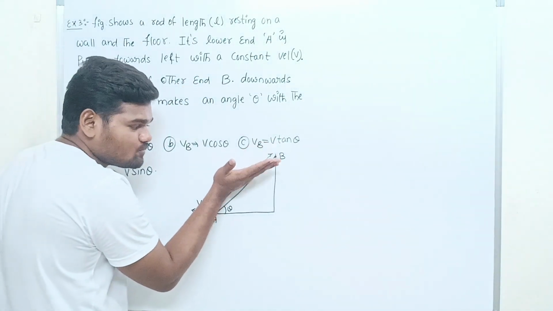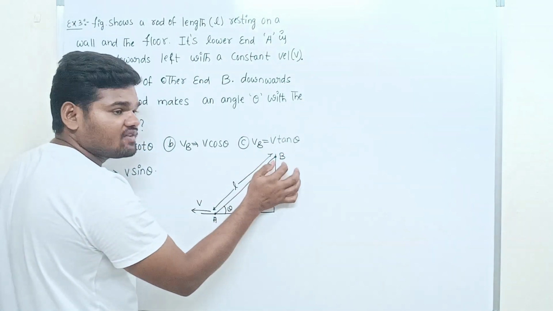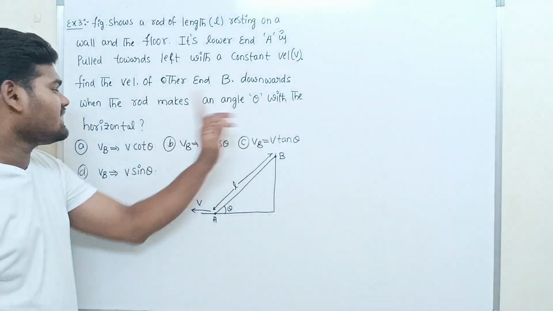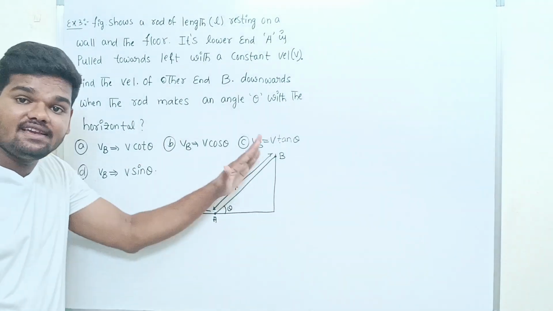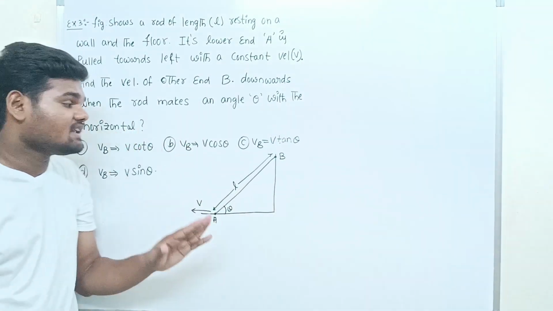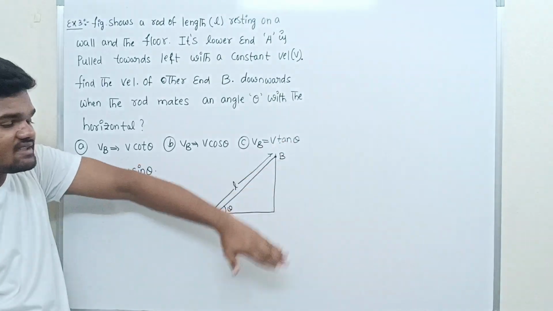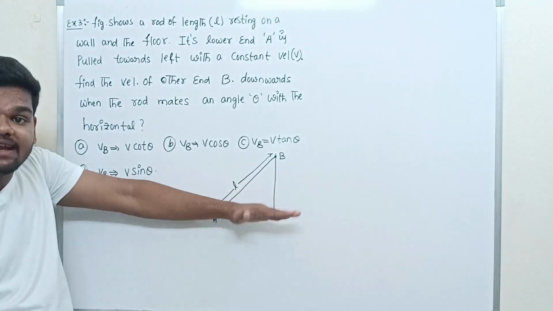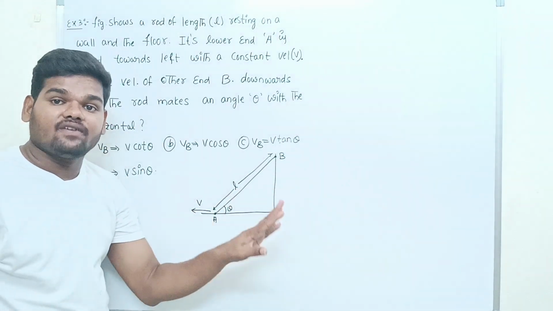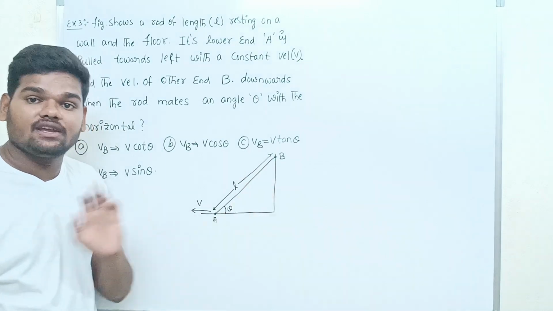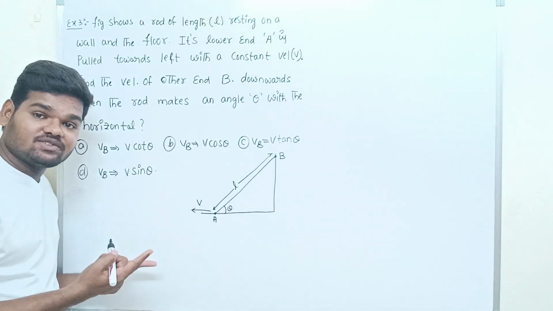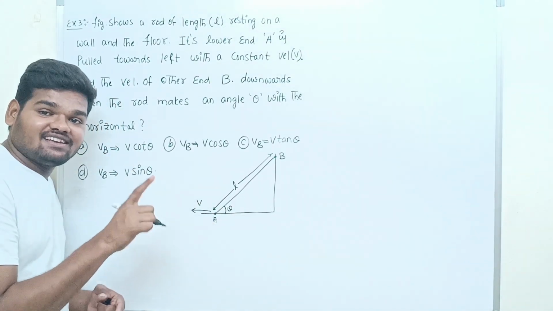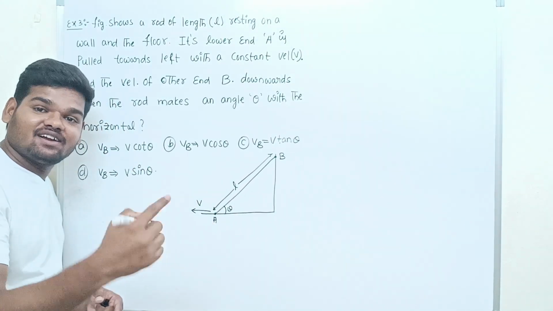So find the velocity of the other end B. Whenever this rod is moving in a downward direction, we have to find the velocity of point B when the rod makes an angle theta with the horizontal. That means before it completely reaches the ground, when it is making an angle theta with the floor, we have to find the velocity of point B. Can you try the solution? Very good. Just pause the video and try the solution. 3, 2, 1, go.